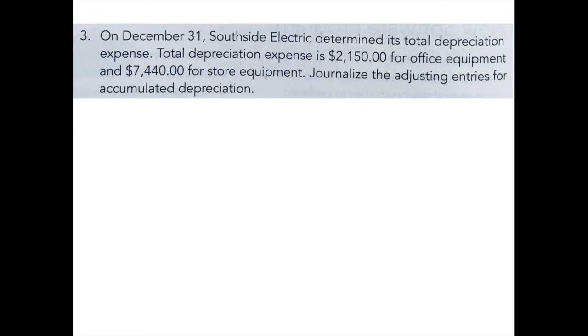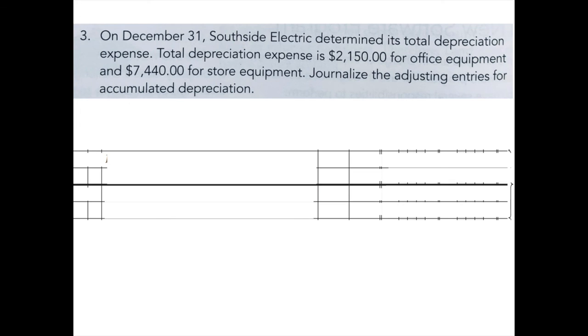And so $7,440 was the amount they came up with for store equipment. We are going to journalize the adjusting entry for accumulated depreciation, and we have to do two different entries, one for store equipment and one for office equipment. Okay, so we will go to our journal, which is on page 429. The date is the 31st. The numbers are given to you right here after all the calculations in the background.